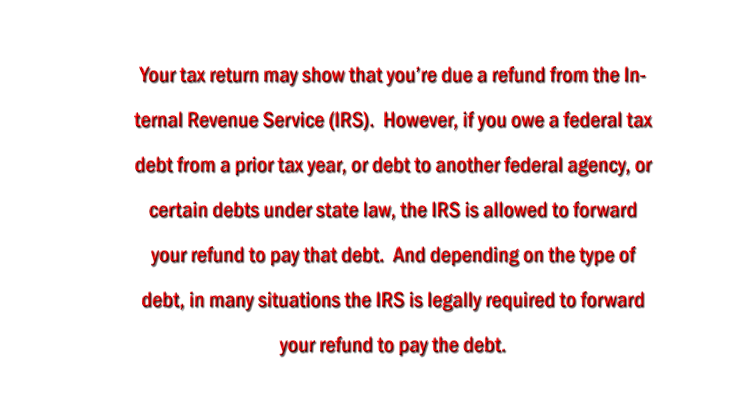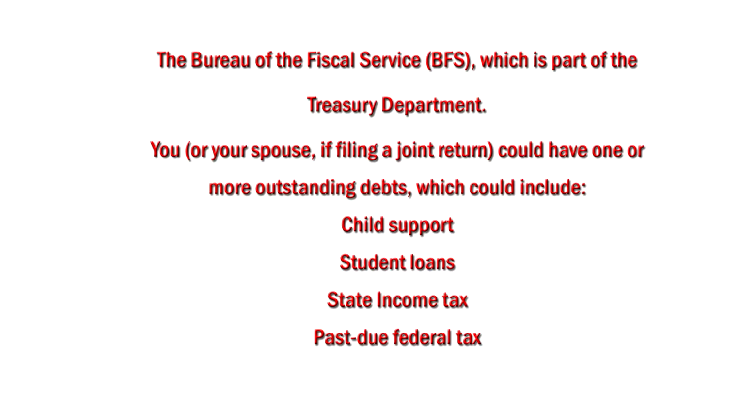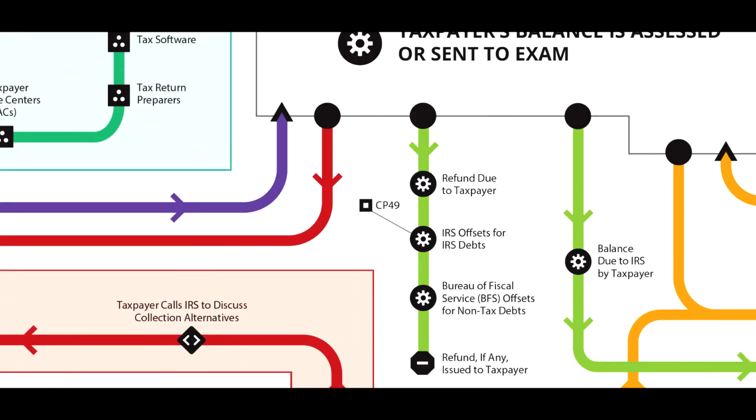And depending on the type of debt, in many situations, the IRS is legally required to forward your refund to pay that debt. The Bureau of Fiscal Services, which is part of the Treasury Department, you or your spouse, if filing joint return, could have one or more outstanding debts, which could include child support, student loans, state income tax, past due federal tax.